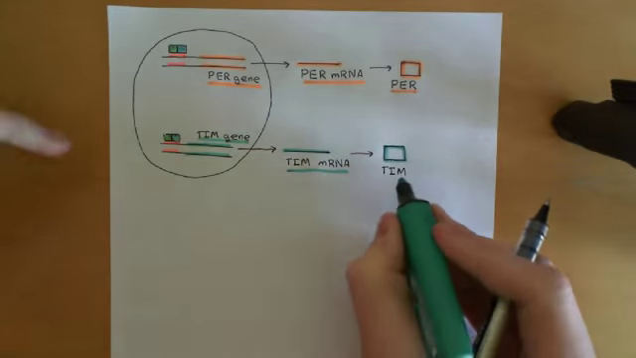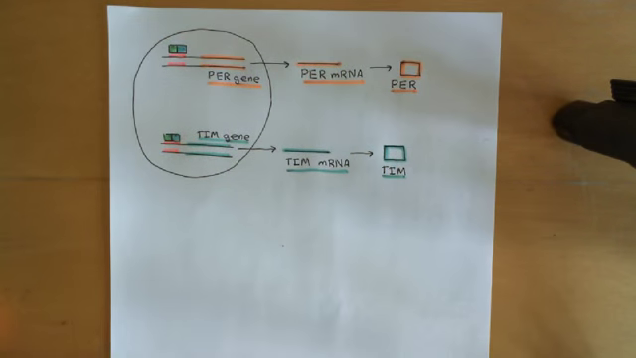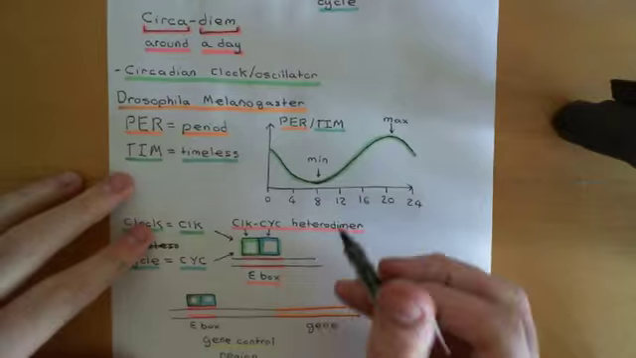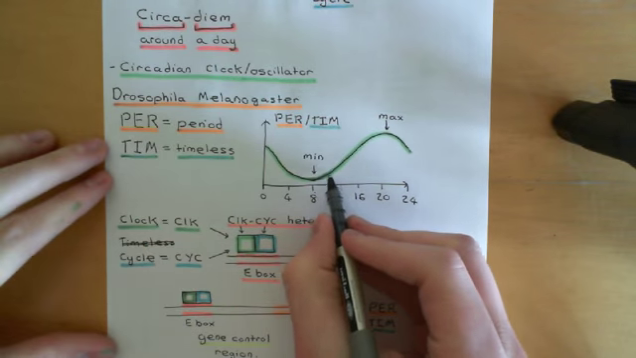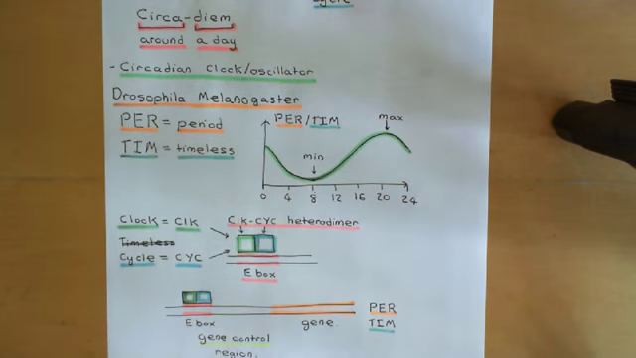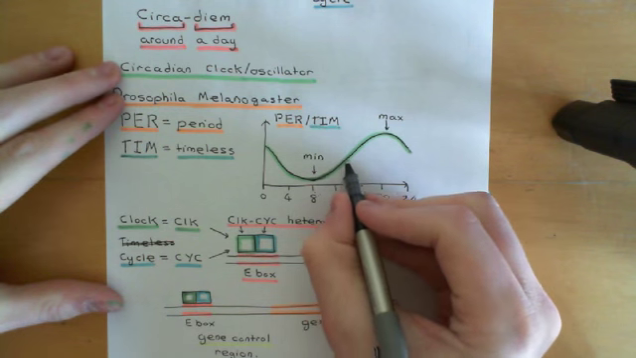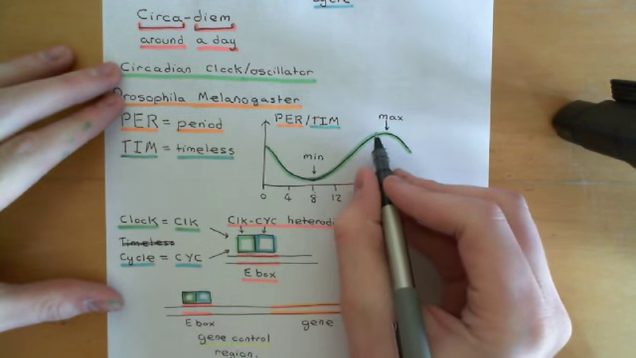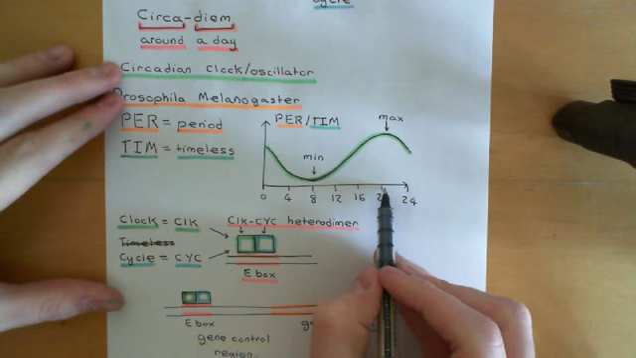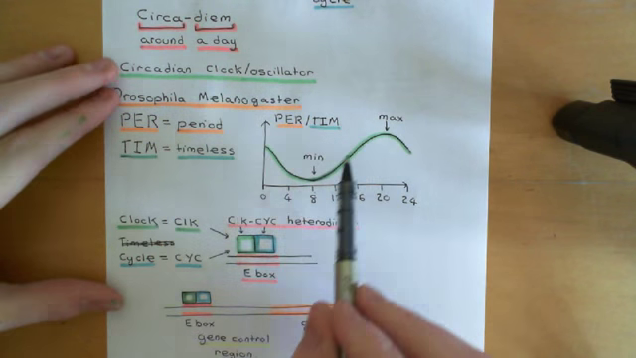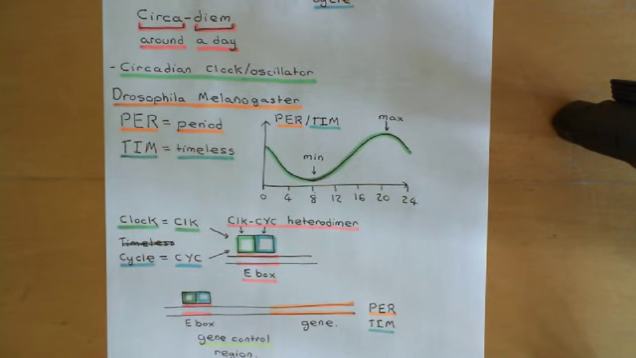So this is going to be happening throughout the day, basically. Clock cycle heterodimers from 8 AM onwards are going to be driving the increased expression of the period and timeless genes, and this is why the levels of period and timeless are going to go up during the day, until 8 o'clock in the evening, when they reach a maximum and then start coming down. So why does it start turning? Why do period and timeless levels not just keep going up and up and up?